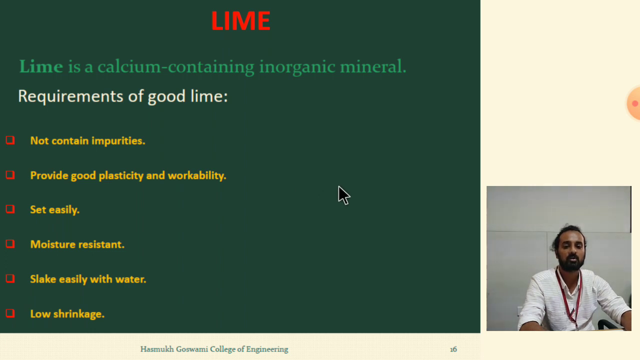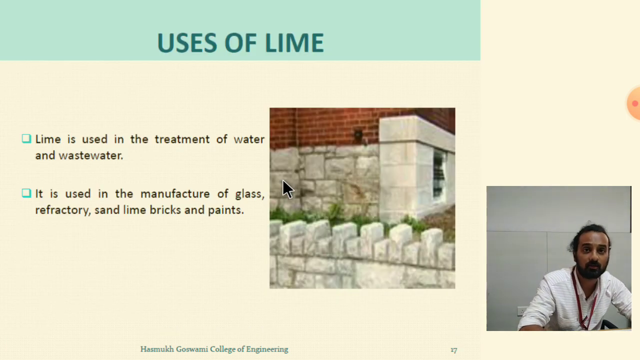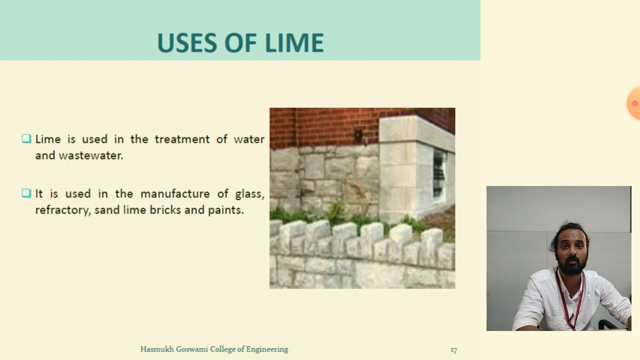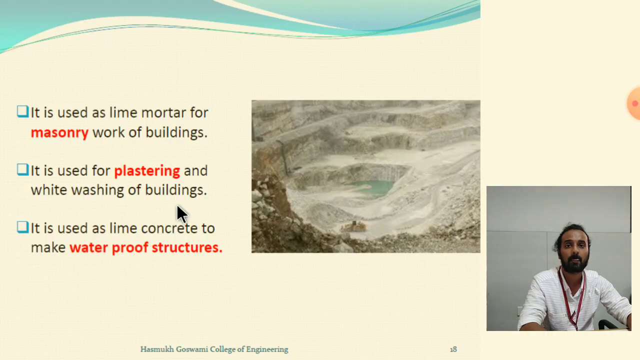Among the countries producing lime, India is the leading country, producing about 16 million metric tons. We are going to discuss the uses of lime. Lime is used in the treatment of water and wastewater. It is also used in the manufacturing of glass. It is used as lime mortar for masonry works for buildings. It is used for plastering, and also for waterproof structures.